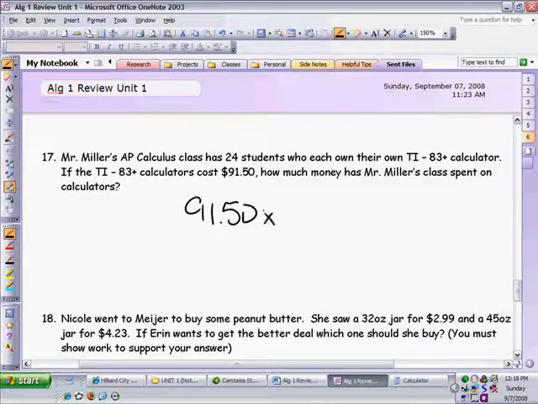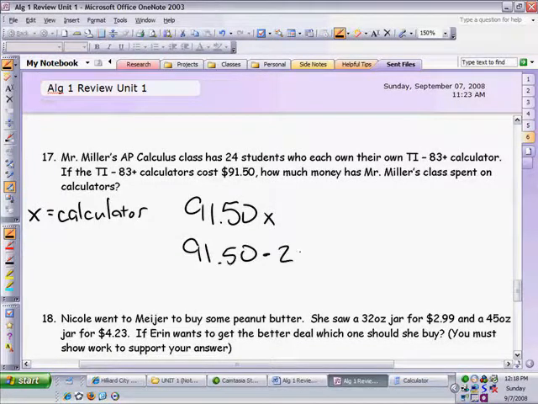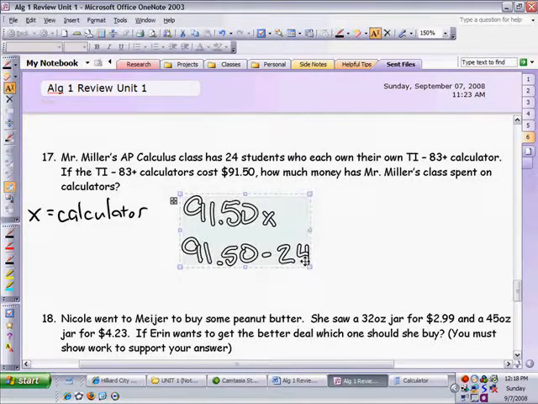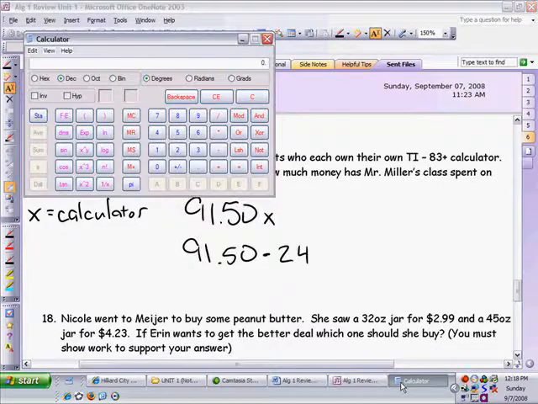$91.50 per calculator. So we're going to use X to represent our calculators. X equals the number of calculators. So that's our expression, if we were asked to write a variable expression, which on the test you will be asked to do so. Now, if we're going to go ahead and figure this out for this case, we need to plug the 24 in for X, because we know there's 24 students who each own their own calculator. Okay, now at this point, let's break out the calculator and figure out how much this is going to be.